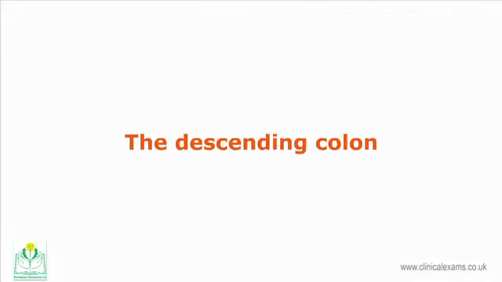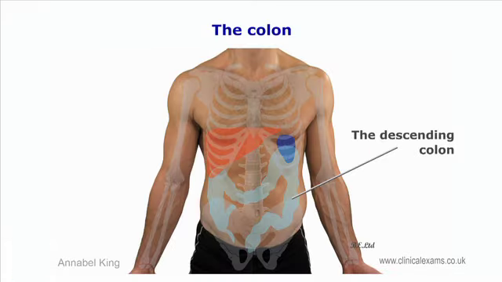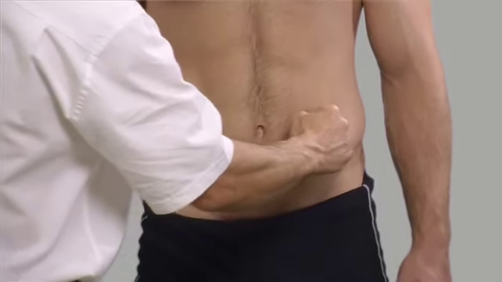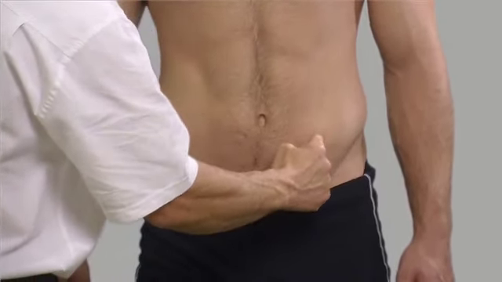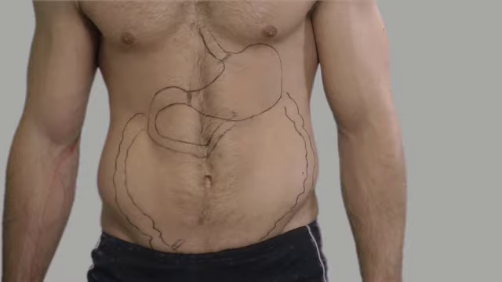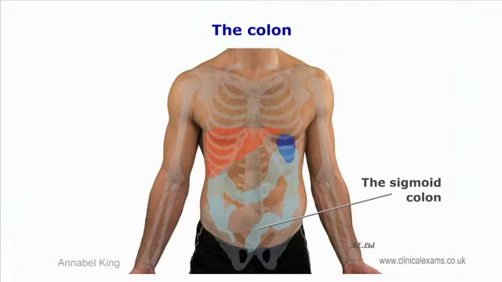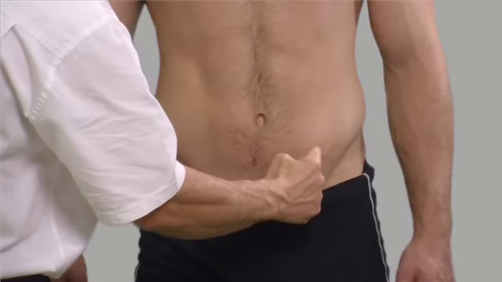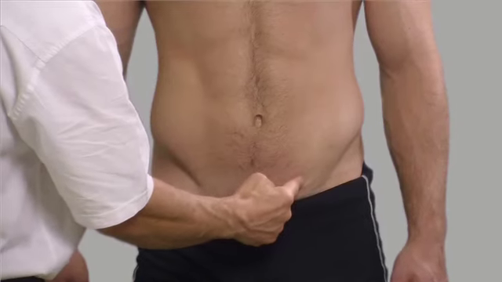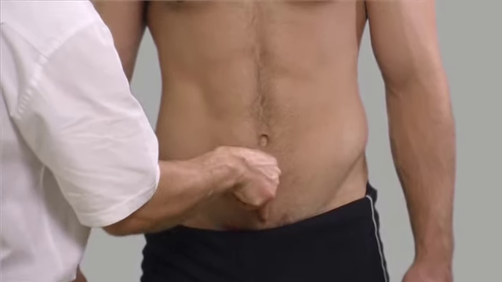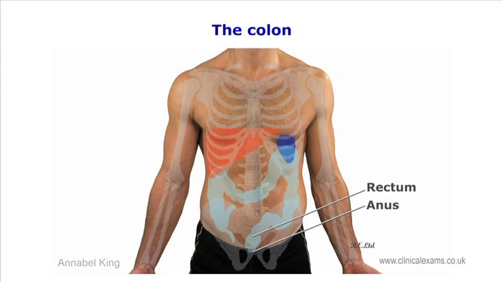The descending colon. From the splenic flexure, the colon descends towards the left iliac region where it turns posteriorly. The sigmoid colon. From the posterior rotation of the colon in the left iliac region, the colon descends in an S-shaped convolution with its distal part projecting straight downwards, anterior to the sacrum, to form the rectum and anal orifice.